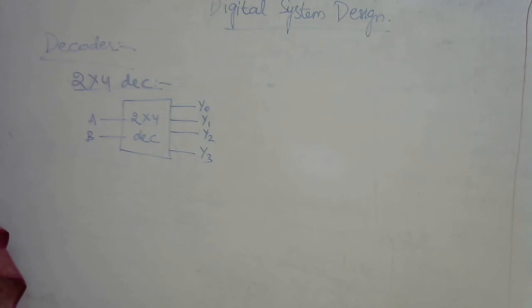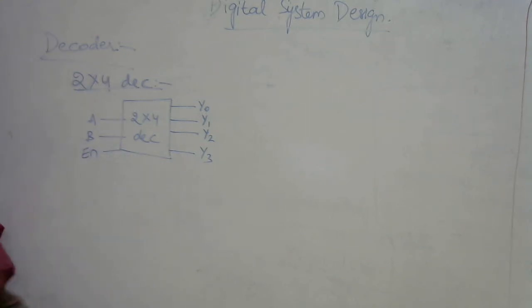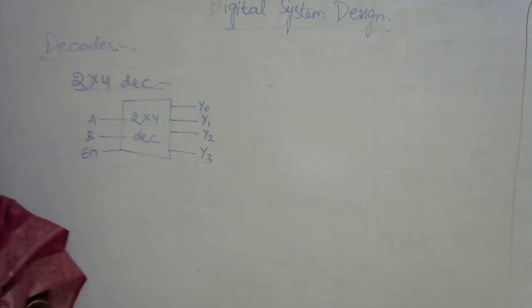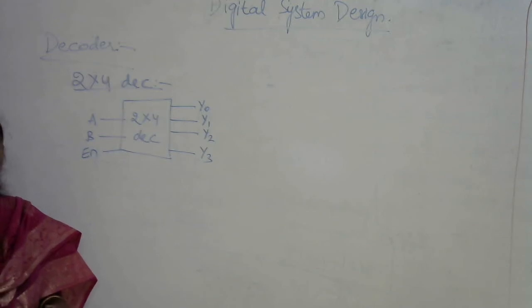Along with this, it consists of one more input called an enable input. Whenever we are dealing with any circuit in the form of an IC, that is, an integrated circuit, in order to start the functioning of that IC we always need another pin called an enable pin, which acts as a control signal.